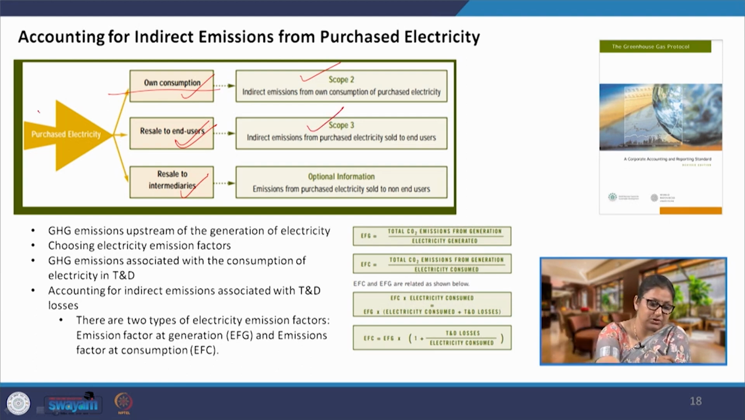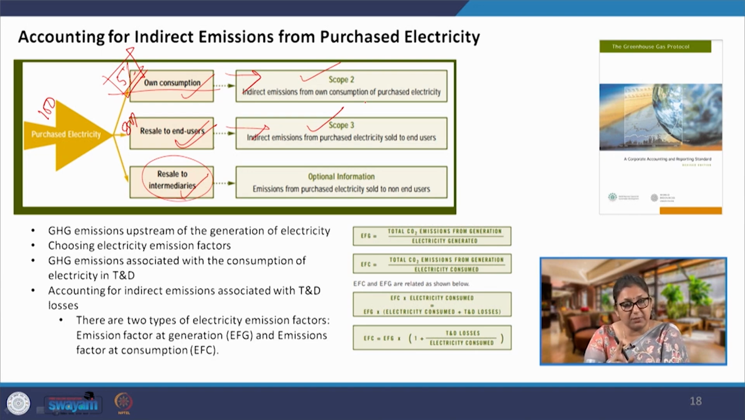For example, we purchased 100 units of electricity, and 5 units were consumed by us. So, scope 2 will have only the emissions related to these 5%. If resale to the end users is say 80%, then the 80% emissions will actually go in scope 3, depending on how the users use it. And then there could be resale to intermediaries, which can be included in scope 3 or it could be in optional information, depending upon the organizational boundary and the business goals.